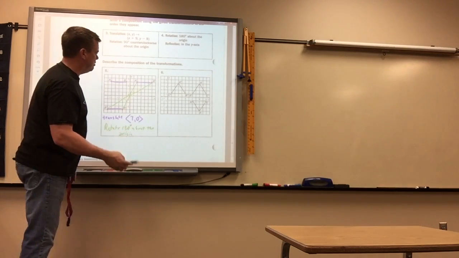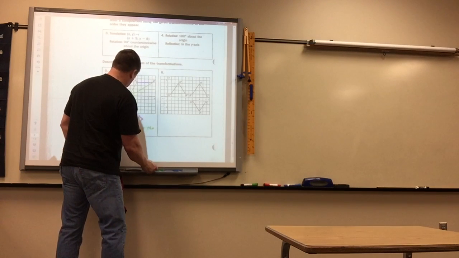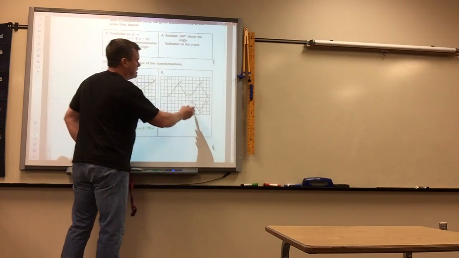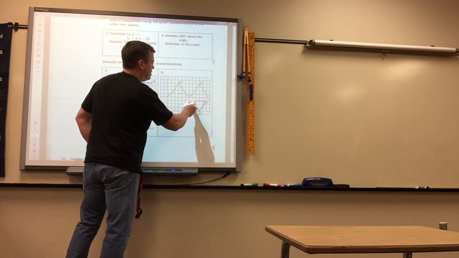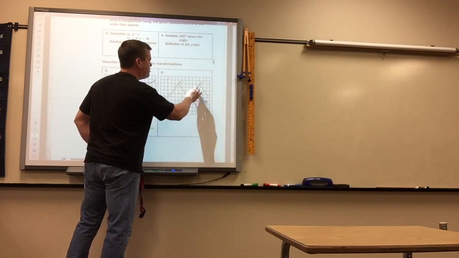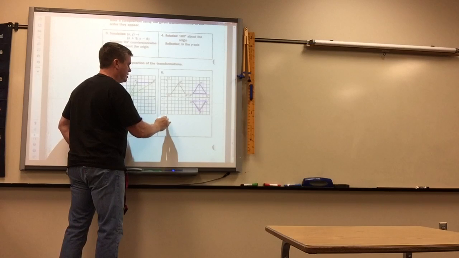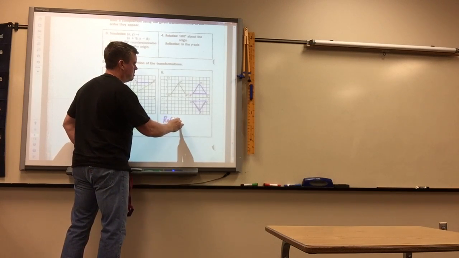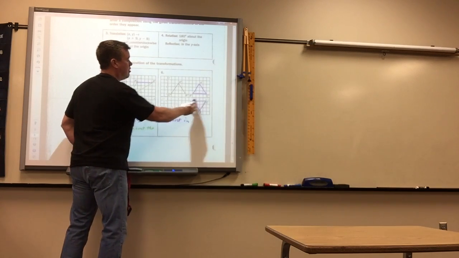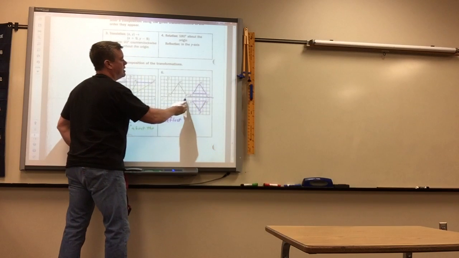I want to do a reflection or a rotation, 90. So here's the original. Here's the first image. So there is a reflection in the x-axis, which is the line that cuts it in half.